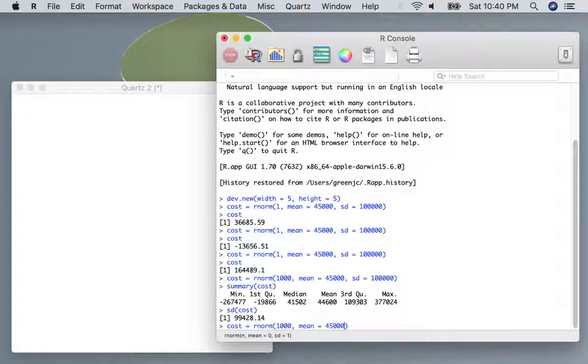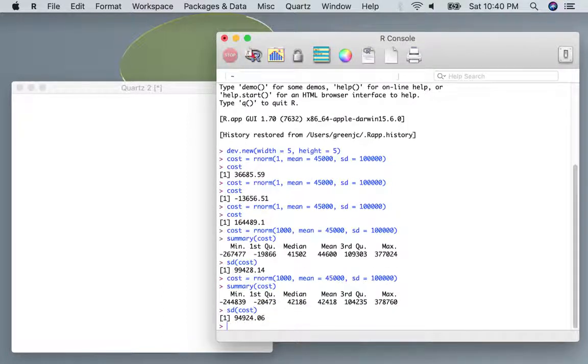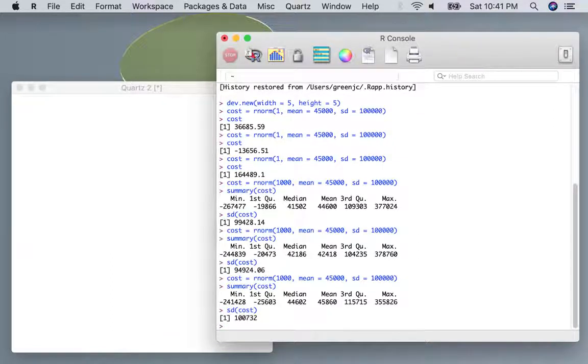Now, when I ask for 1,000 draws, you could list out all 1,000 numbers, and I will do that later. The easier way to see 1,000 draws from that normal distribution, rather than listing all 1,000 of them out, is to summarize it. So look at the minimum, the maximum, the mean, and the standard deviation. First quartile, that's the 25th percentile. Median, that's the 50th percentile, the middle number. Third quartile, that's the 75th percentile. The first quartile to the third quartile, that's called the interquartile range, that 25th percentile through the 75th percentile.